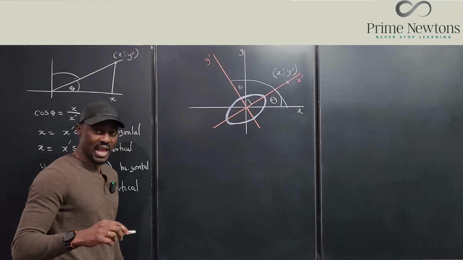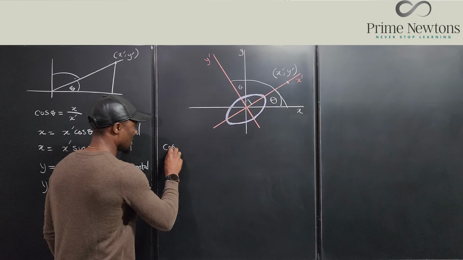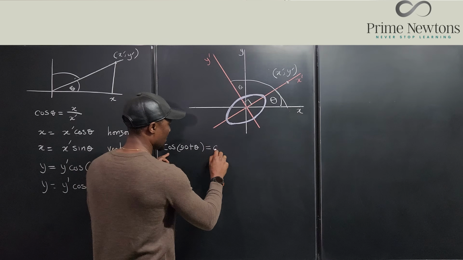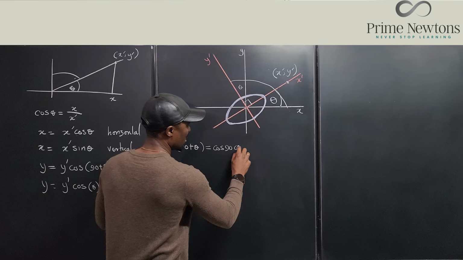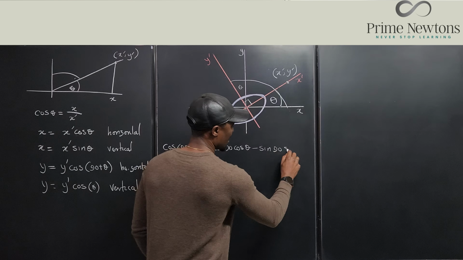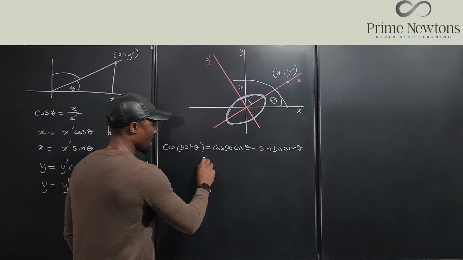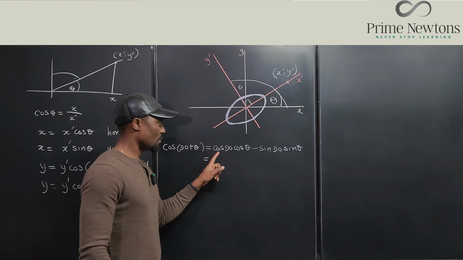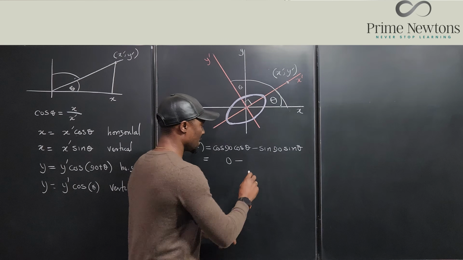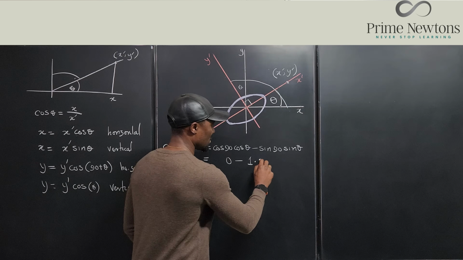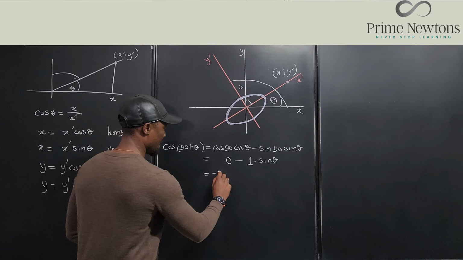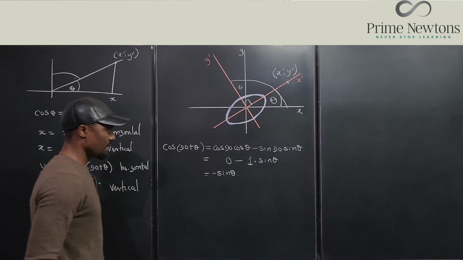So using the angle sum identity, we know that cosine 90 plus theta should be equal to cosine 90 cosine theta minus sine 90 sine theta. Cosine 90 is 0, so 0 times anything is 0. So this is basically 0 minus sine 90, which is 1, times sine theta. So this expression is actually equal to negative sine theta.